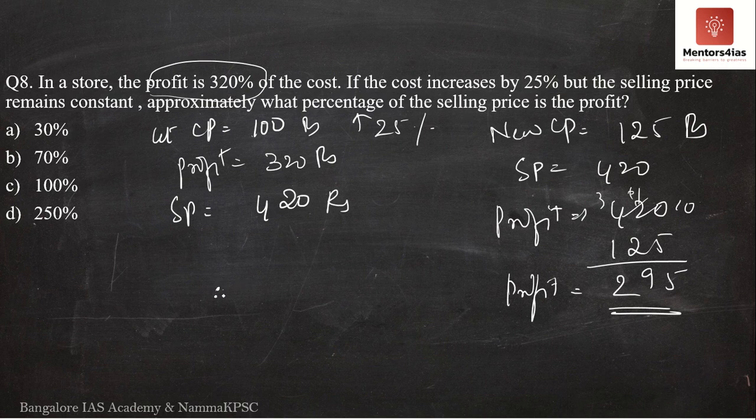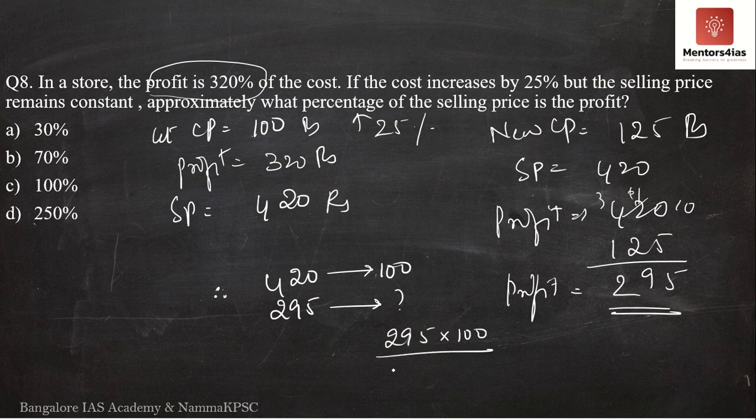So, simple. If 420 rupees selling price remains the same, is 100%, how much is 295? So, cross multiplying, we get 295 into 100 divided by 420. So, 0 and 0 get cancelled. We have 295 divided by 42 into 10. Is it divisible? No, it is not divisible.